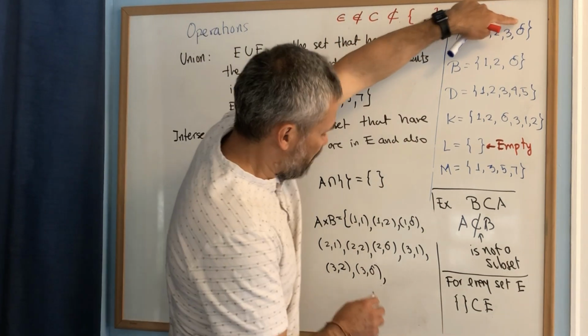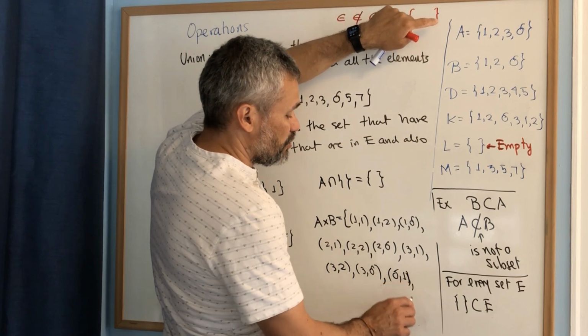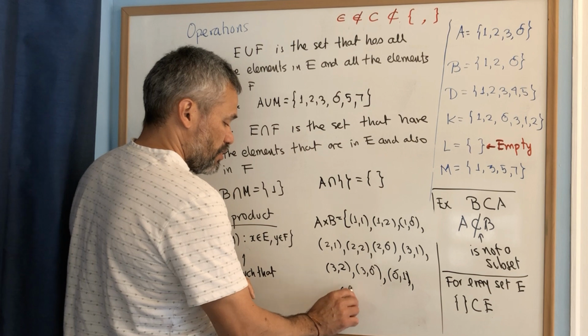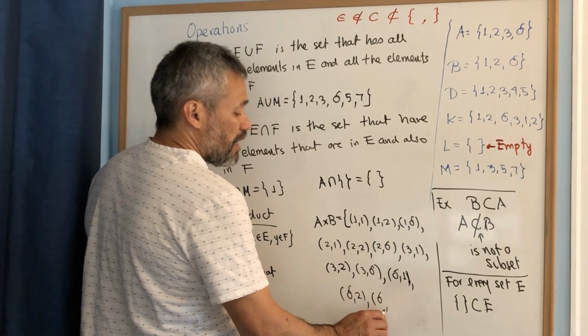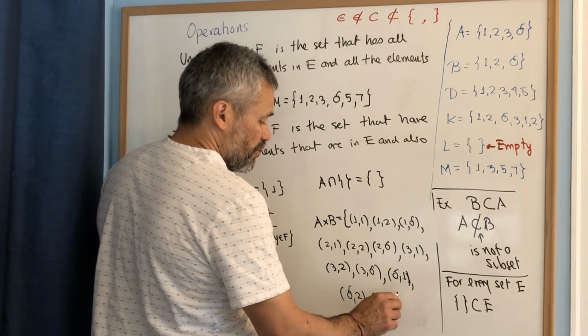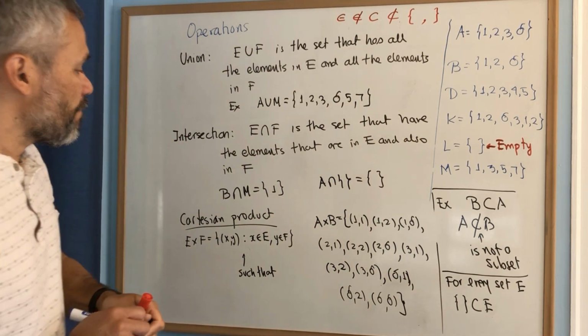And then (apple, 1) is part of the Cartesian product. (apple, 2) is part of the Cartesian product, and (apple, apple) is part of the Cartesian product, and then we end this set like this.